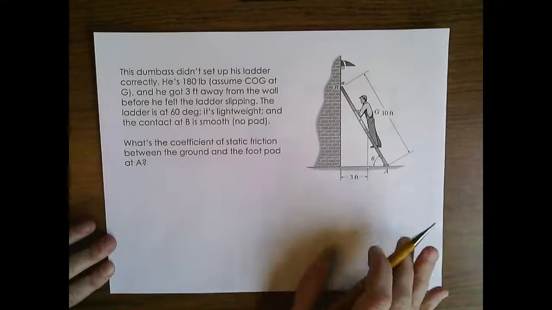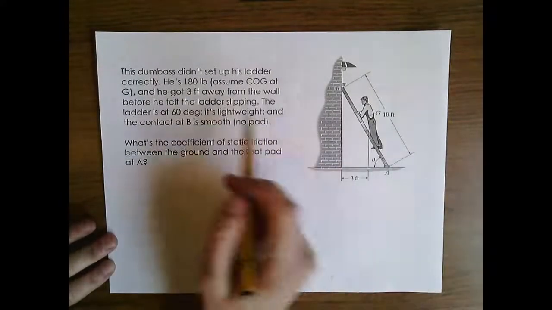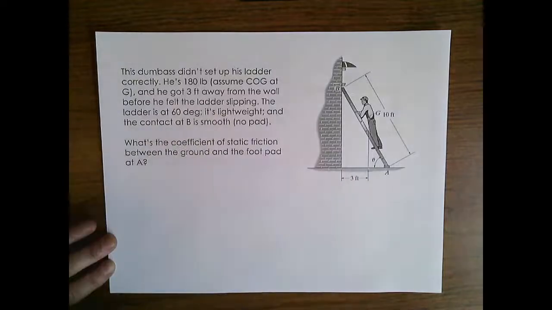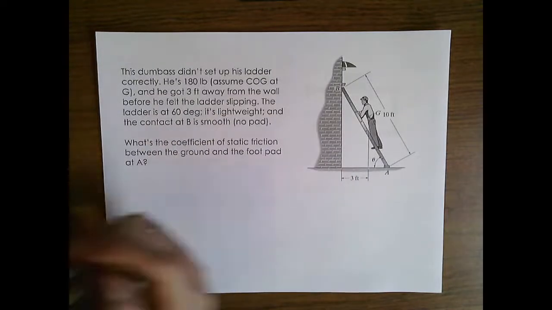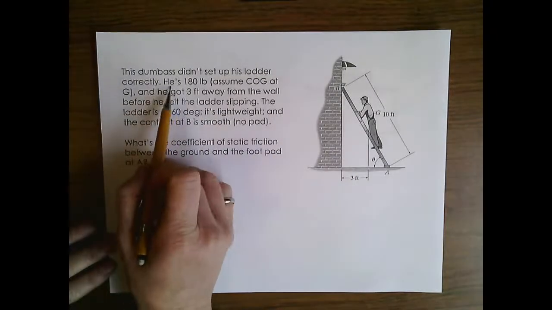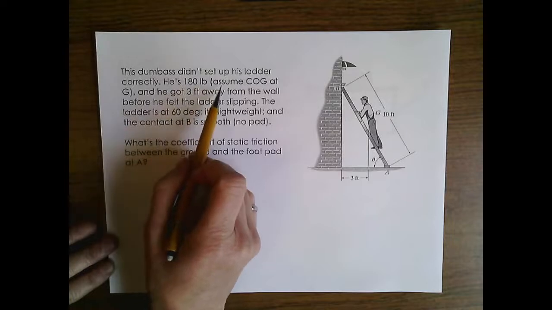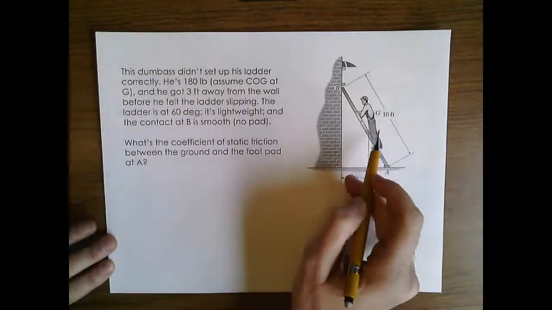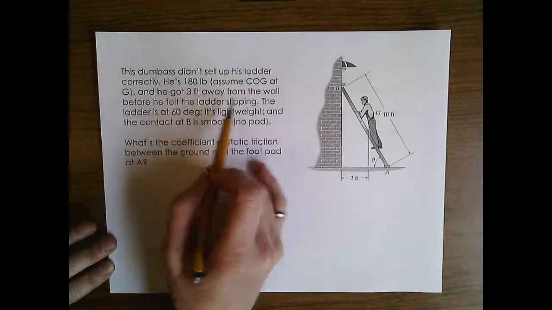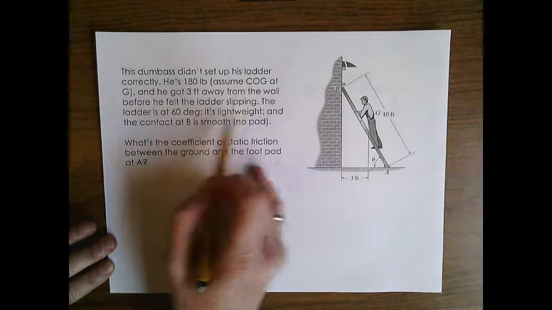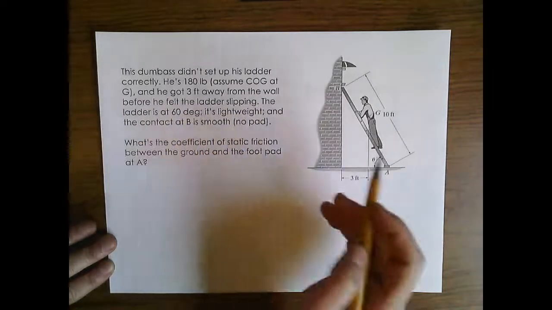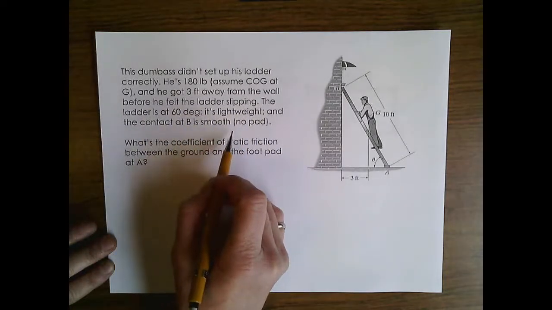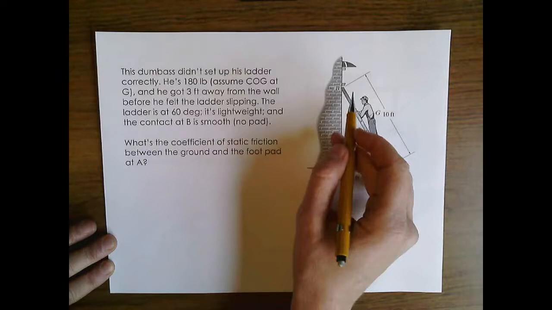So let's take a look at this one. We got a guy on a ladder. He didn't set his ladder up right. Always important to set your ladder up properly before you climb. He's 180 pounds, assuming his center of gravity at G, okay? And he's got a 3-foot ladder away from the wall before he felt the ladder slipping. The ladder's at 60 degrees, it's lightweight, and the contact at B is smooth, so no pad there at B.